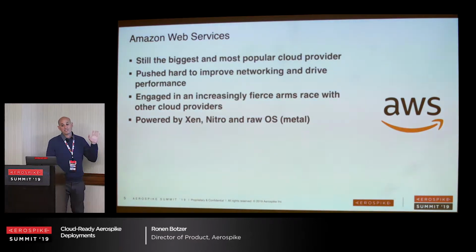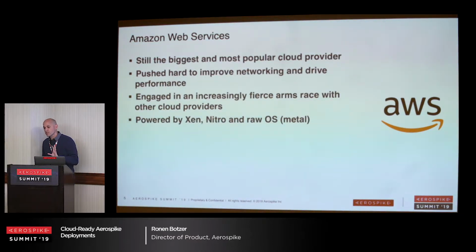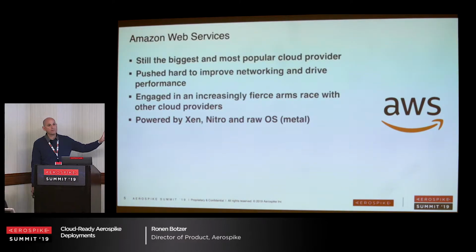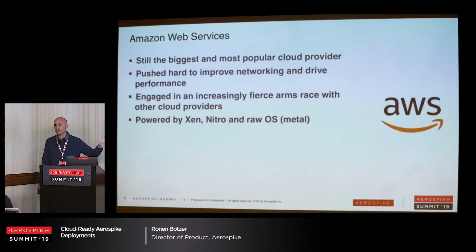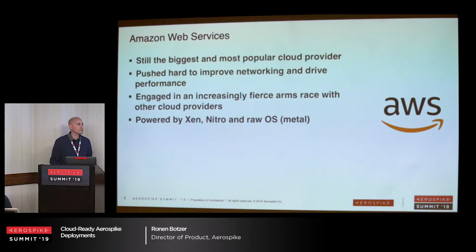Okay, so let's do a review of what actually changed in the cloud providers. So far it's what's changed on the Aerospike side. Now let's talk about what's new in the different cloud providers and how these things can be combined for better deployments. So, quick review. Amazon is still the biggest and most popular cloud provider. I'm talking with regards to Aerospike deployments.